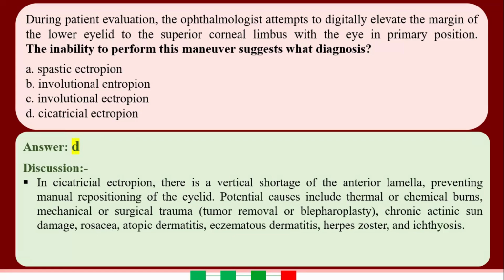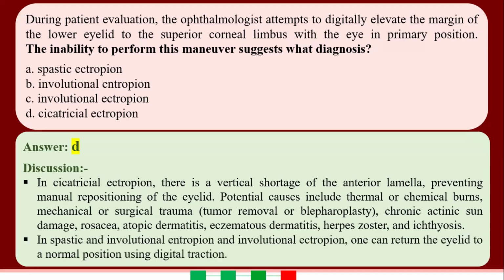In cicatricial ectropion, there is a vertical shortage of the anterior lamella, preventing manual repositioning of the eyelid. Potential causes include thermal or chemical burns, mechanical or surgical trauma, tumor removal or blepharoplasty, chronic actinic sun damage, rosacea, atopic dermatitis, eczematous dermatitis, herpes zoster, and ichthyosis. In spastic and involutional entropion and involutional ectropion, one can return the eyelid to a normal position using digital traction.